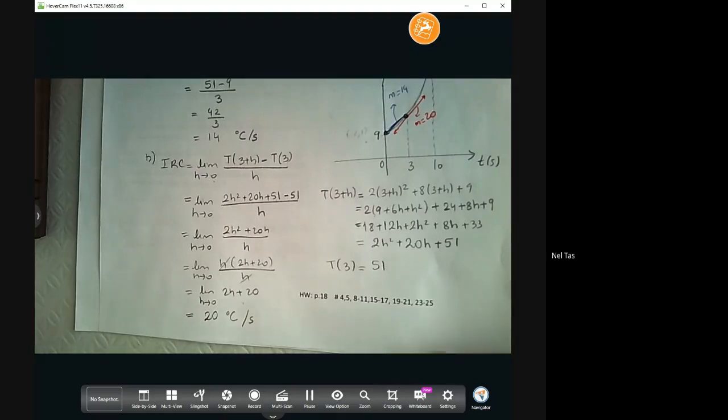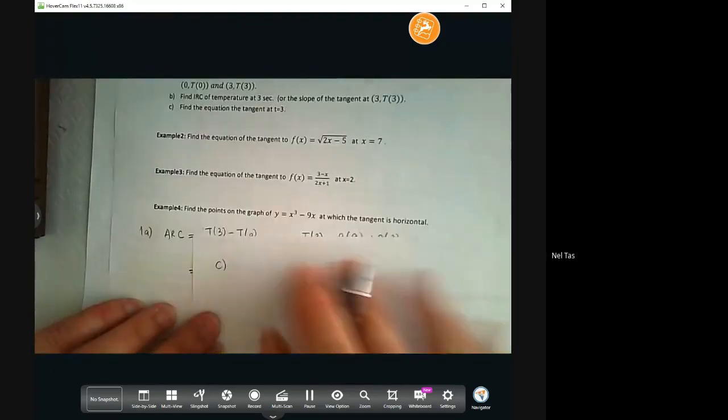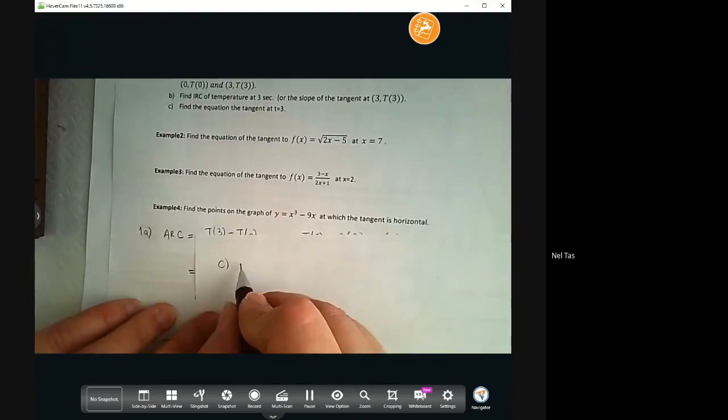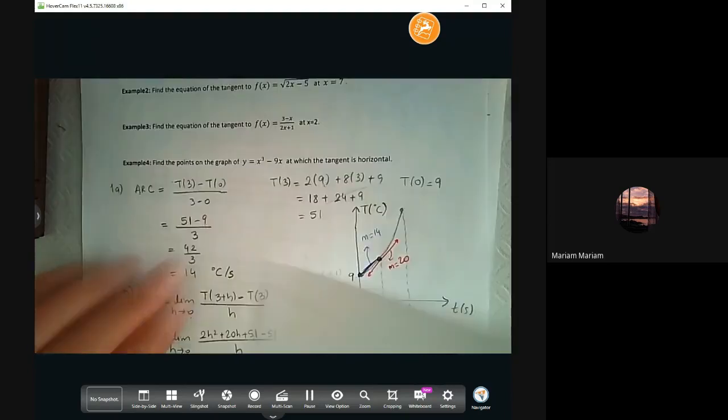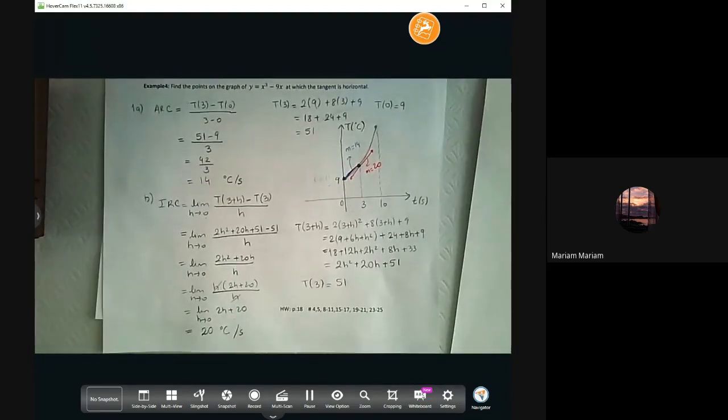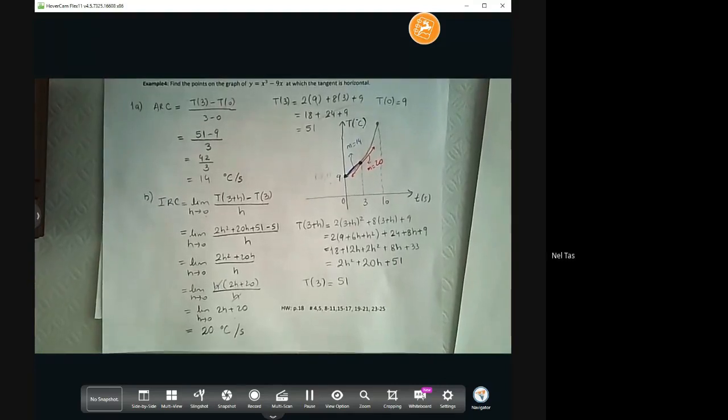Okay, so part C. Find the equation of the tangent at t equals 3. So we're going to find the equation of the tangent. Yep. Can you go back one second? Yeah. First. Okay, thank you. Okay, sure.